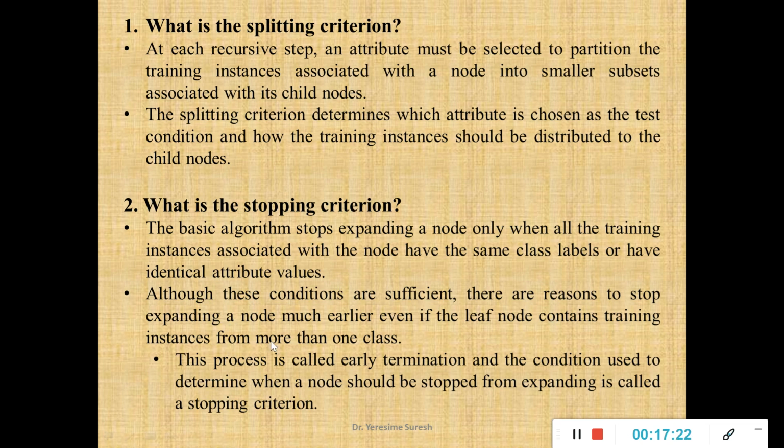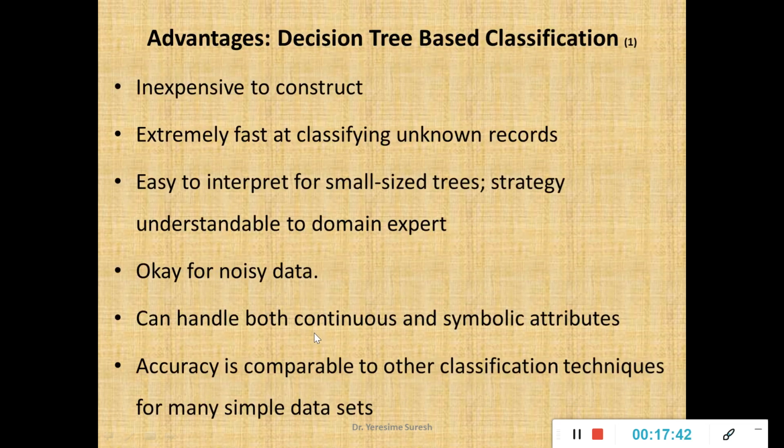Although these conditions are insufficient, that means all training instances, all attribute value pairs can't be considered. There are reasons to stop expanding a node much earlier, even if the leaf node contains training instances for more than one class. That's what. The leaf node itself will become the termination condition. This process is called early termination, and the condition used to determine when a node should be stopped from expanding is called a stopping criteria.